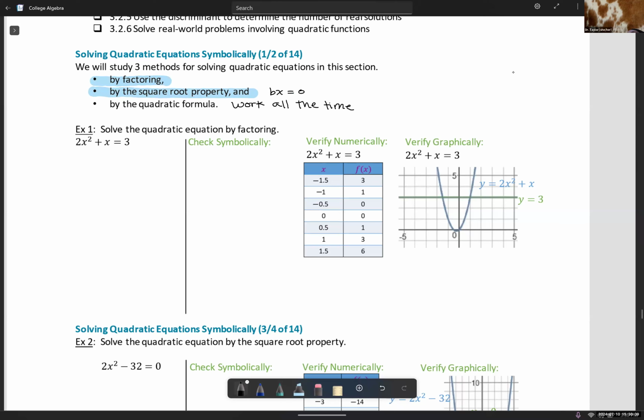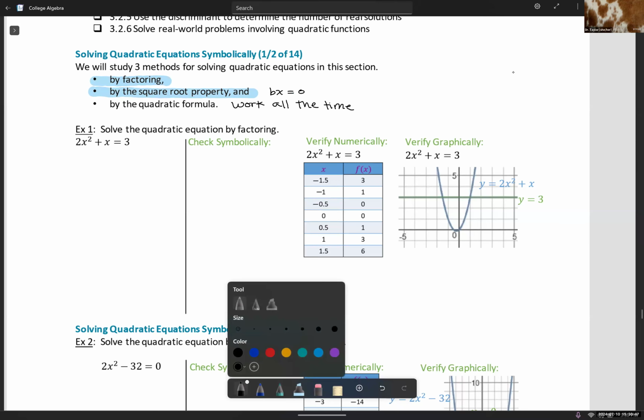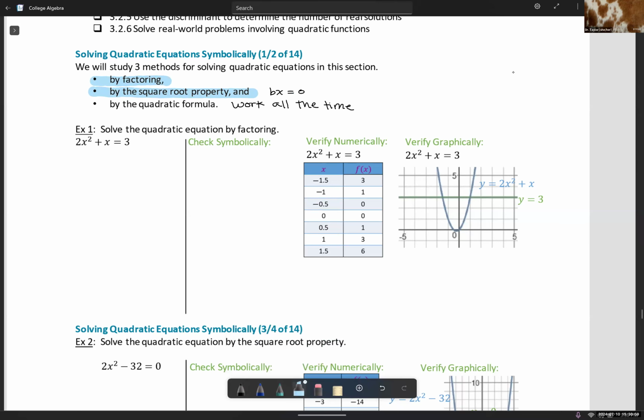The downfall of the quadratic formula is that you have to actually memorize a formula. It won't be given to you on the test. You have to know it. The expectation is that you already know it because it's a component of Algebra 1 and Algebra 2. I will show you how I memorize it. It's really stupid, but I will show you how I memorize it, and maybe that will help you. Let us get started by factoring.